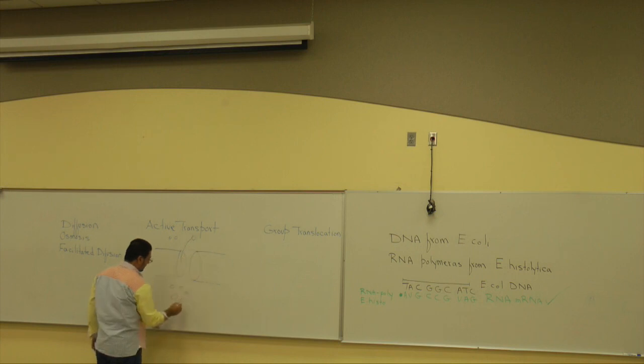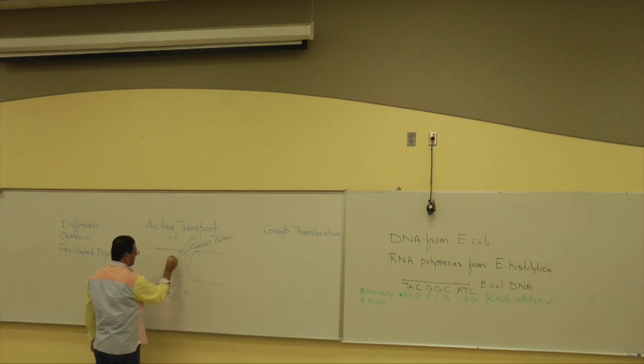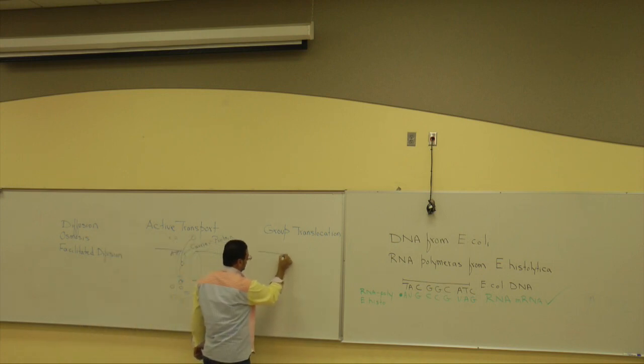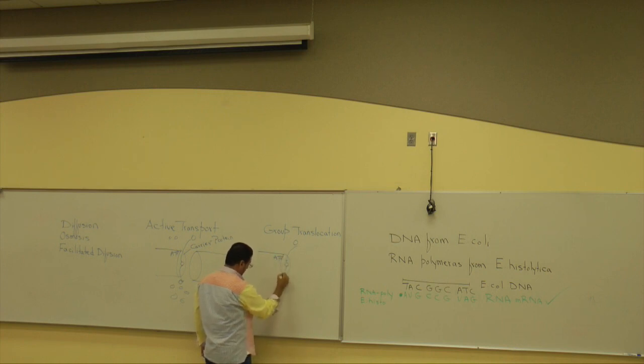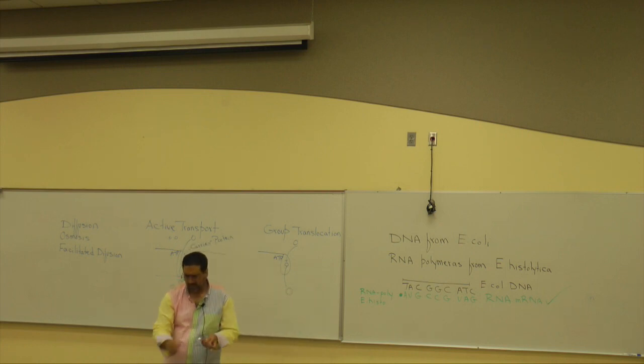In active transport, glucose goes in, remains glucose. Carrier protein, ATP is required. The transported molecule remains the same. In group translocation, molecules go in, ATP is used, but the transported molecule is chemically altered.